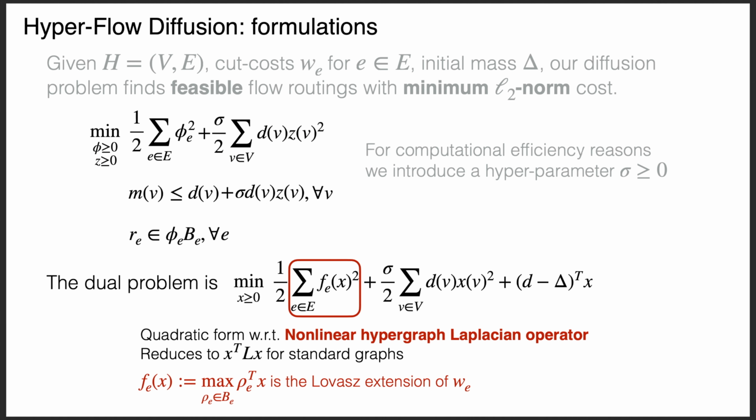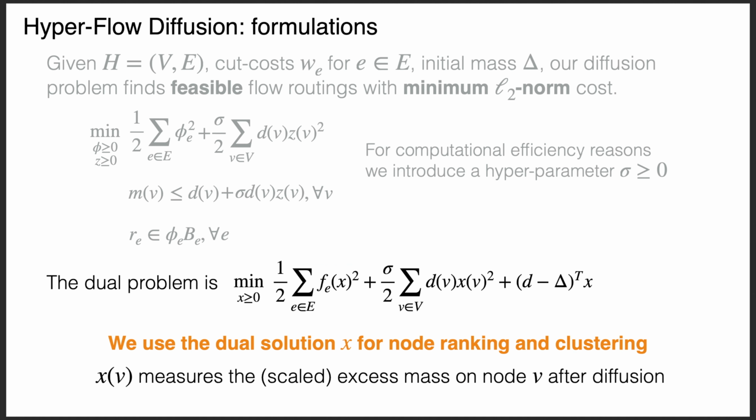The dual problem is written as follows. The expression in the red box can be seen as a quadratic form with respect to a nonlinear hypergraph Laplacian operator. For standard graphs, it reduces to the quadratic form with respect to the standard Laplacian matrix for graphs. The functions f_e are the Lovász extensions for the submodular functions w_e. We actually use the dual solution for node ranking and clustering applications. And physically, the entries in x measure the excess mass on nodes after diffusion.